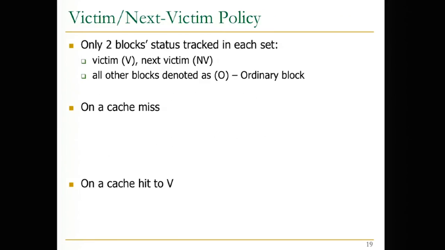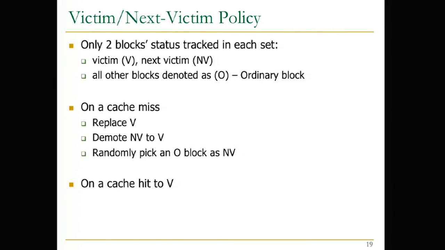Okay. So victim, next victim, again, very quickly. These are just examples. Different processors implement different forms of it in their caches. So what this does is you have only two block statuses tracked in each set, victim and next victim. All other blocks are ordinary blocks. When you get a cache miss, you replace the victim. Obviously, that's why it's called a victim. You demote the next victim to victim. That becomes the victim, and you randomly pick an ordinary block as next victim. Make sense?